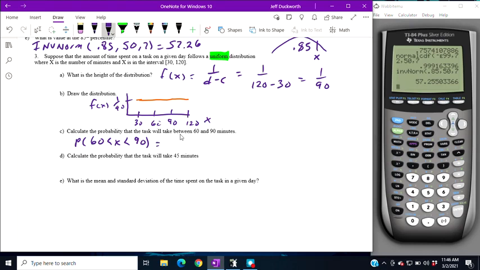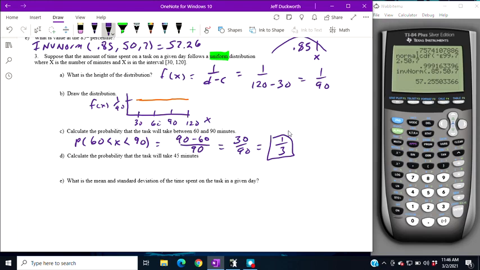So from our formula for uniform, that is going to be 90 minus 60. That's the area of the bottom. That's times f of x, which is 1 over 90, or just divide by d minus c, which is 90. So that gives us 30 over 90, or just 1/3. I left it like just 1/3. You want to make it 0.333, that's fine.